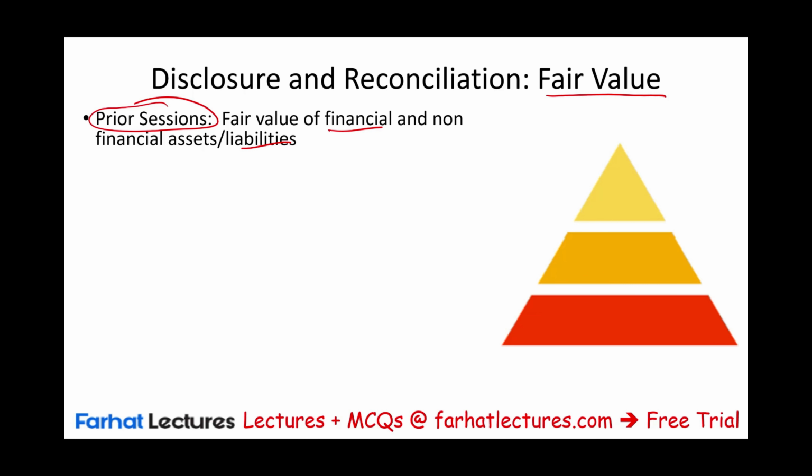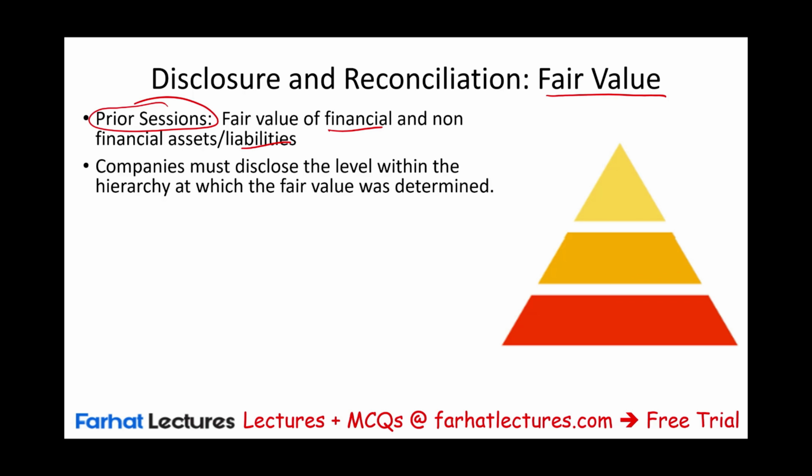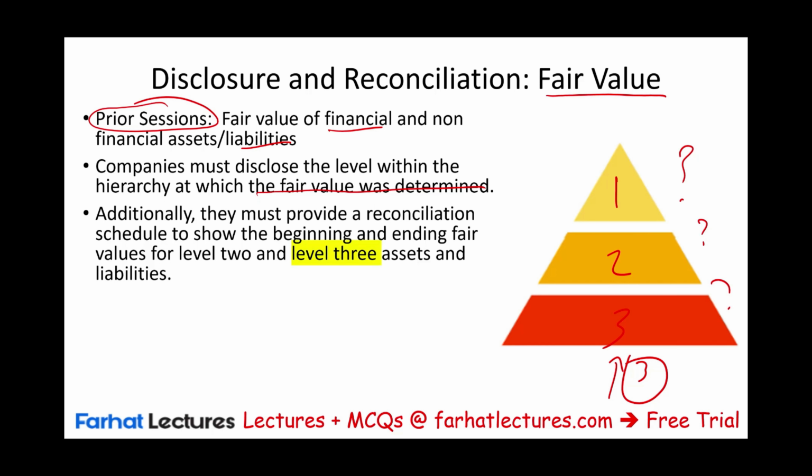What companies need to disclose, need to tell the users about their fair value computation. If you remember, in fair value, we have three levels: level 1, level 2, and level 3. Companies must disclose the level within the hierarchy at which fair value was determined. Which fair value hierarchy did we determine? Also, we must provide a reconciliation schedule to show the beginning and ending fair value of level 2 and level 3. And obviously, especially level 3, because in level 3 there's a lot of computation, a lot of judgment, a lot of estimates by the company. So we need to know as much as possible, especially for level 3.